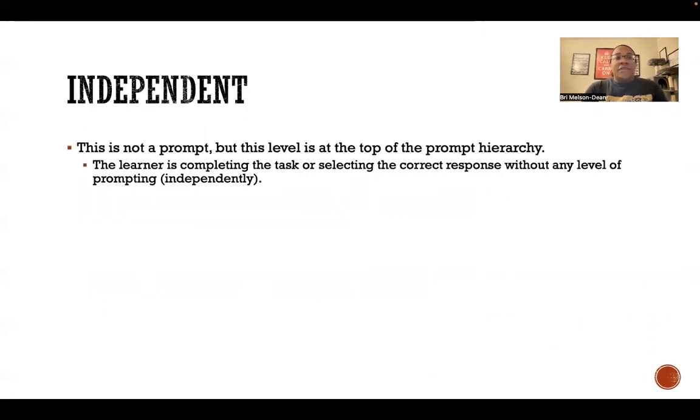And then our last level, well, not really a level of prompting, but the last part of the prompt hierarchy is independent. As I said, this is not a prompt, but it is at this point that the learner is completing the task or selecting the correct response on their own, independently, without any level of prompting.